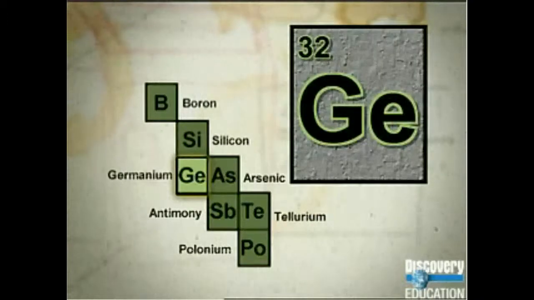Germanium also goes into computers and electronics. This hard, brittle, gray-white metal is used to make transistors, semiconductors, infrared optical instruments, and wide-angle camera lenses.